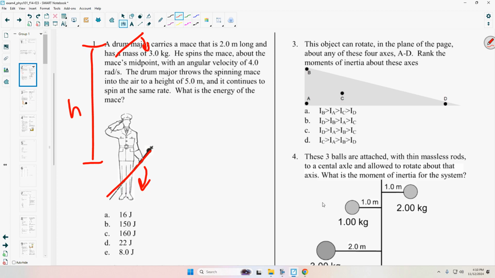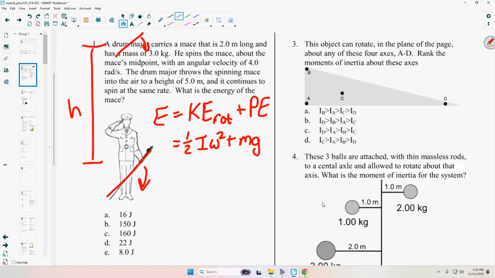So if I want to know the total energy of the mace, it will be equal to the rotational kinetic energy plus the gravitational potential energy. I said we haven't done one exactly like this, but we did one where we added the translational and the rotational kinetic energy. This one's very similar. So that's going to be 1/2 I omega squared plus m times g times h. Then we need to go about determining all those various values.